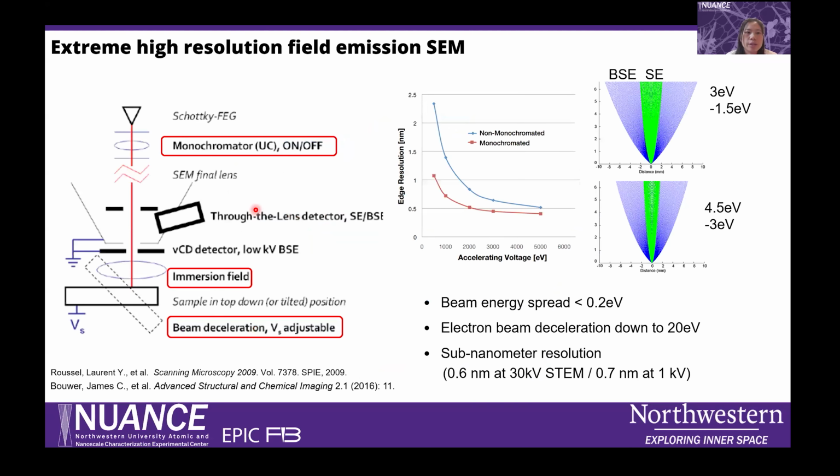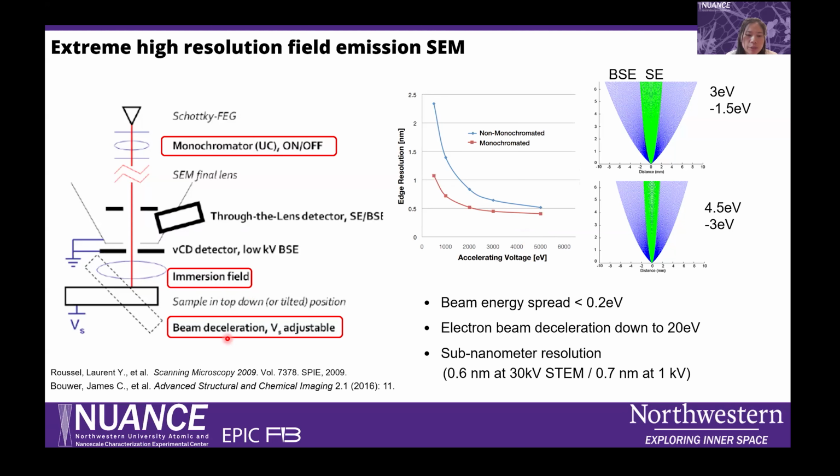The first is the extreme high resolution field emission SEM. It contains a monochromator, which reduces the beam energy spread to lower than 0.2 eV. From this figure, we can see that the edge resolution improves significantly when using the monochromator at voltages lower than 5 kV. The second is the emission field, where a magnetic field confines the electron beam, so we can get more electrons and better signal to noise and resolution.